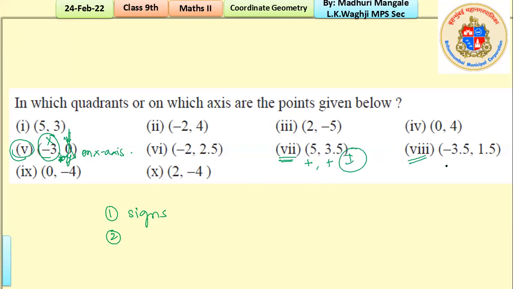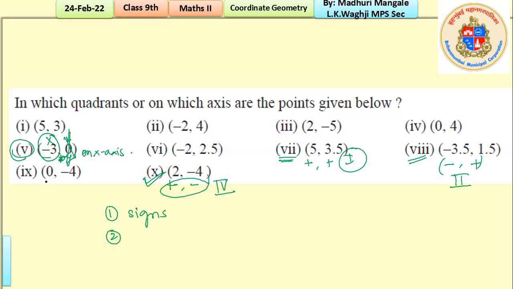Look at the 8th one. The first sign is negative. The second is positive. This is the second quadrant, right? Negative and a positive, that's second quadrant. Positive and a negative, that's the fourth quadrant. So if you look at this problem, here the x coordinate is positive, y is negative. So this point lies in the fourth quadrant.